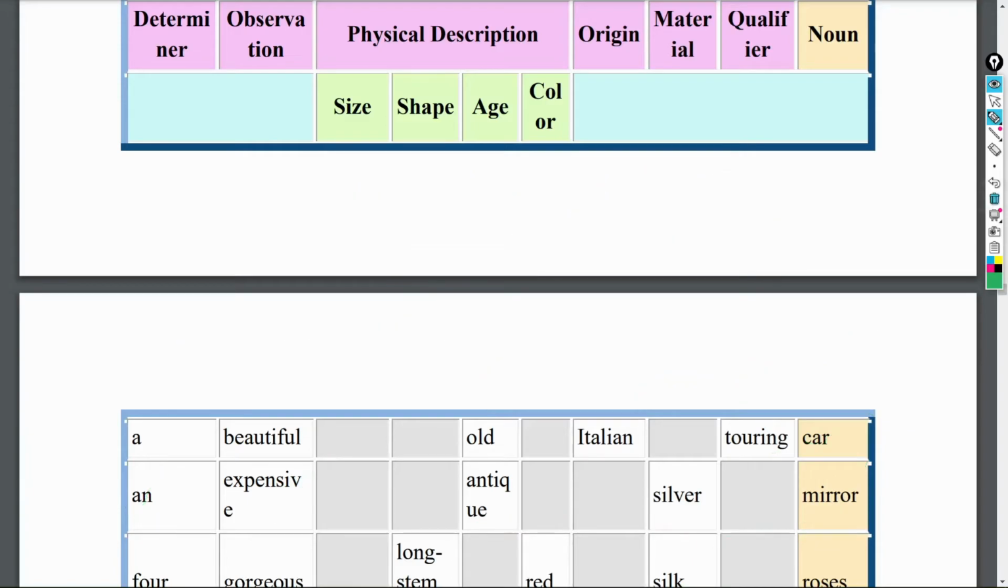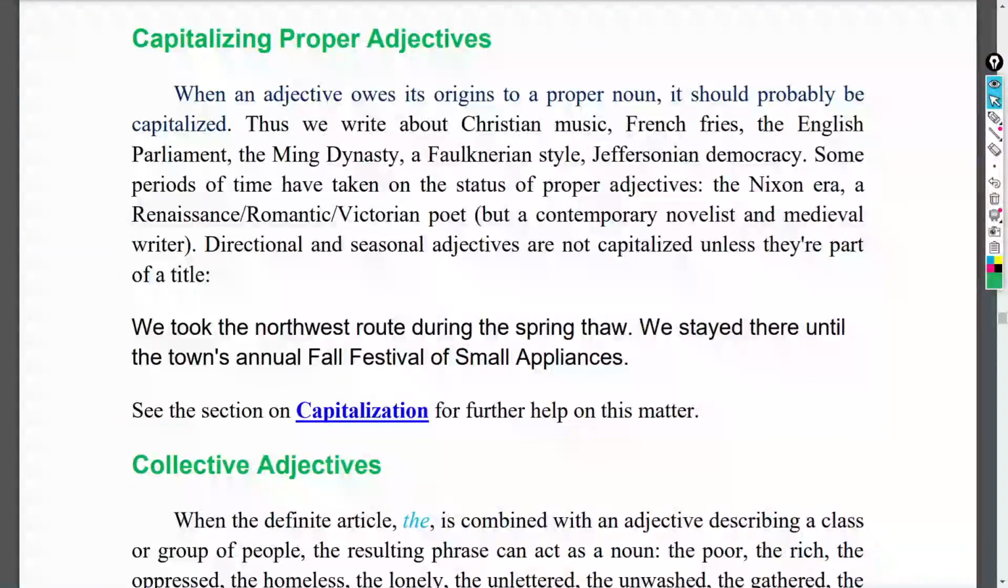Now let us go to the next. Now we will be talking about two rules here. So, capitalization of the proper adjective. So what are the proper adjectives? Proper adjectives are those adjectives that are made from the proper noun. Proper noun means when it talks about a particular person, particular name of the country, name of the scientist, okay, or the name of the famous person.